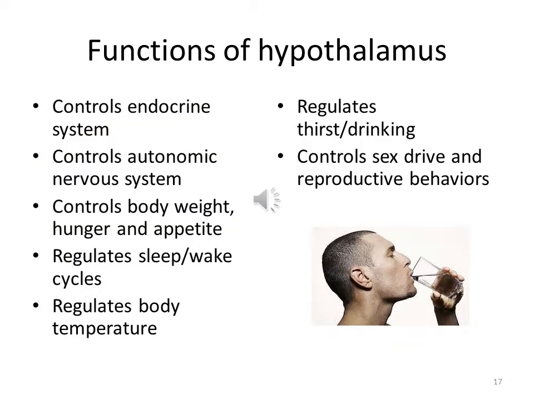The hypothalamus has many functions. The most important ones are listed here on this slide. It controls the entire endocrine system. It controls the autonomic nervous system. It regulates basic functions of the body like hunger, appetite, body weight, sleeping and waking, thirst and drinking, body temperature, sex drive, and reproductive behaviors.